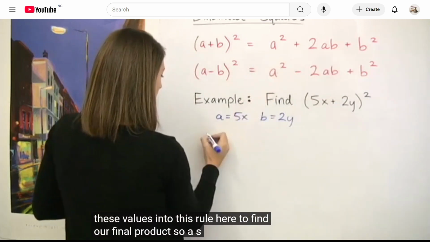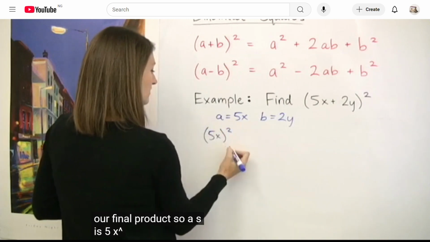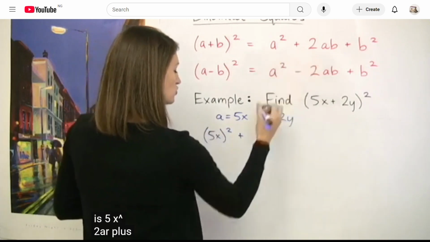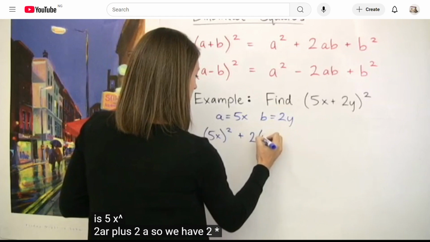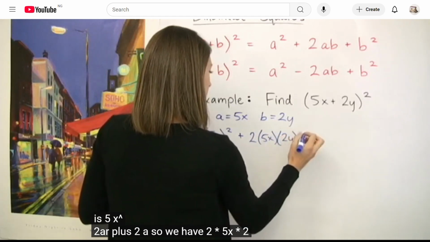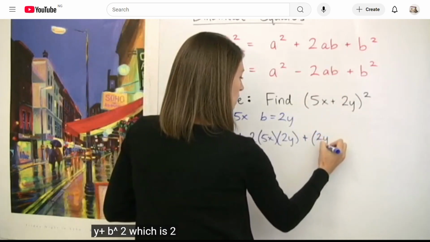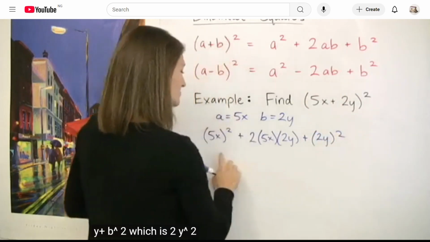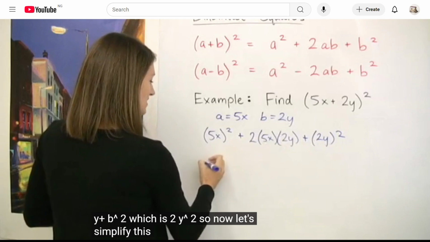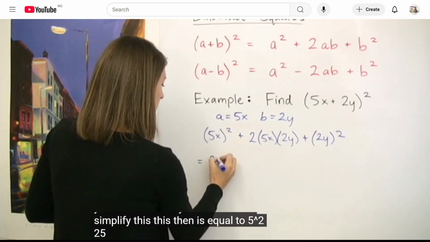So a squared is 5x squared, plus 2ab, so we have 2 times 5x times 2y, plus b squared, which is 2y squared. So now let's simplify this. This then is equal to 5 squared, 25.